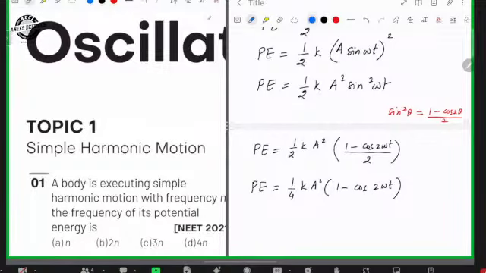Can you see that in the formula of potential energy I am getting 2 omega. What does this 2 omega mean? In the formula for x, it is omega. Omega decides the frequency. So in the expression of x, the angular velocity is omega, and in the expression for potential energy, it is 2 omega. That means the frequency would be 2n. Have you understood this?